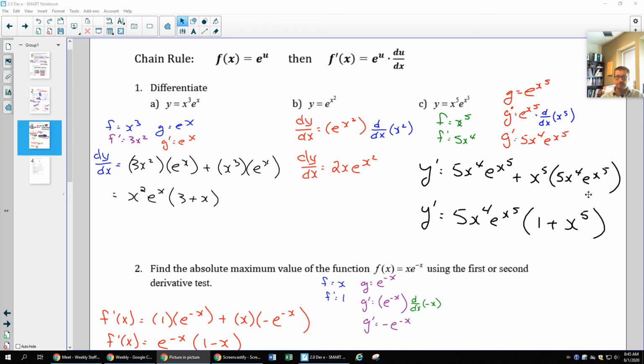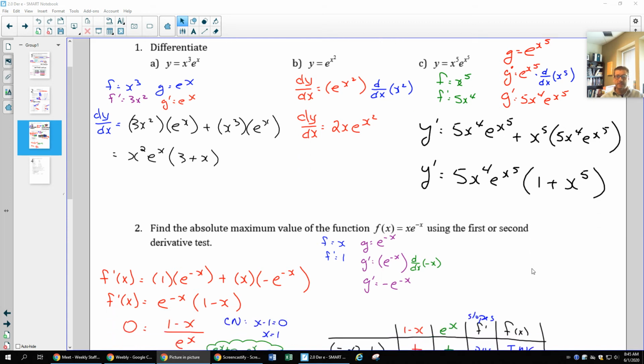What's common? Well, you have this e^(x^5) here, you have e^(x^5) here. So you make sure you take out your e^(x^5). You have a 5 in the first term, you've got a 5 in the second term, so you factor out the 5. And then what do you have for exponents? x to the fourth here, so take out the x to the fourth here. All right, and that's basically what you're looking at.